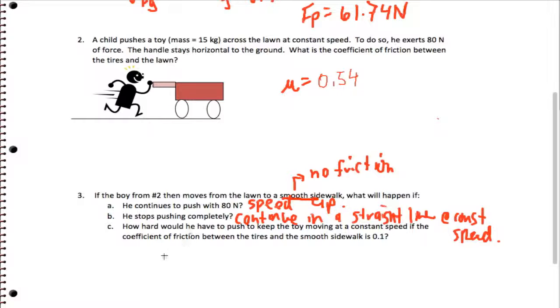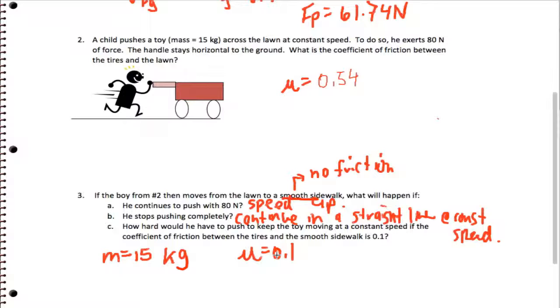And finally, how hard would he have to push to keep the toy moving at a constant speed if the coefficient of friction between the tires and the smooth sidewalk is 0.1? So let's remember the mass is 15 kilograms. And we know that mu is 0.1.